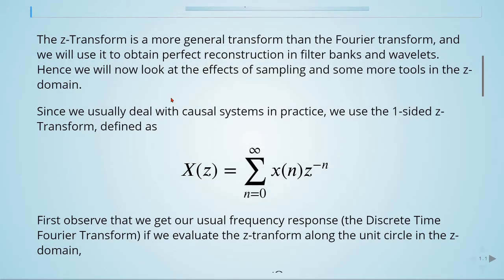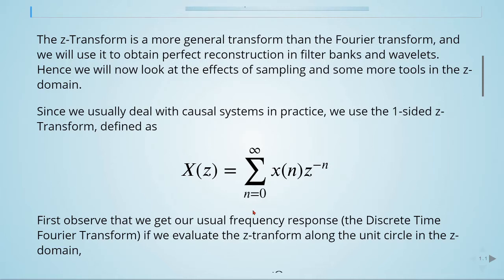The Z transform is a more general transform than the Fourier transform, and we will use it to obtain perfect reconstruction in filter banks and wavelets. Hence, we will now look at the effects of sampling and some more tools in the Z domain. Since we usually deal with causal systems in practice, we use the one-sided Z transform defined as this sum here.